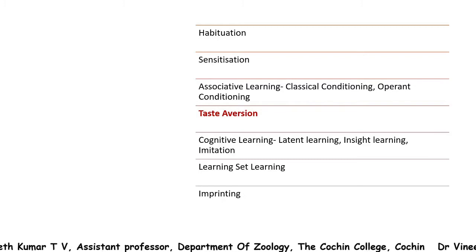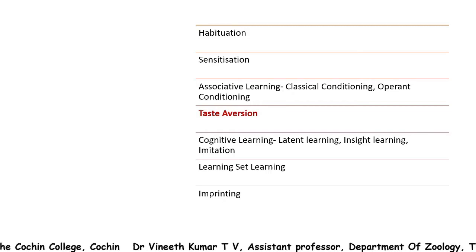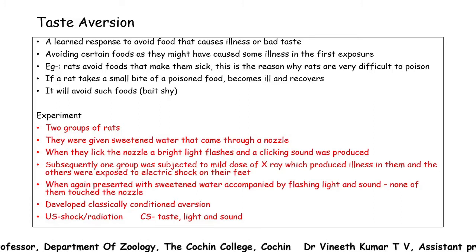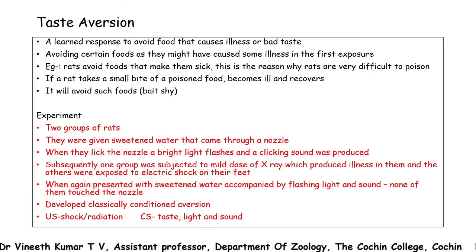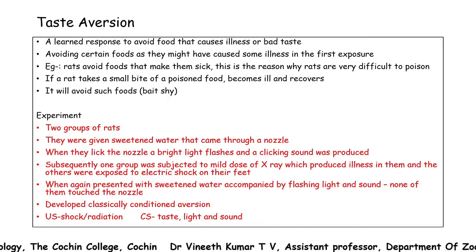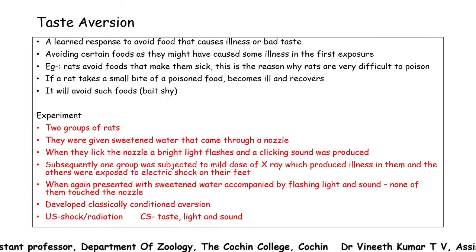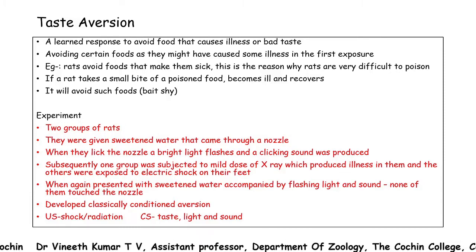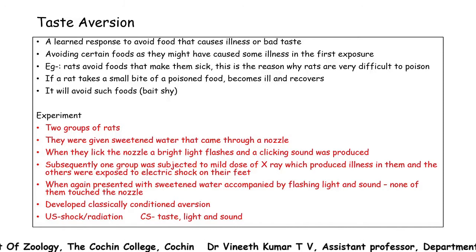So, taste aversion is nothing but the avoidance of a particular type of food which causes illness or the one which is causing a bad taste. So, this type of taste aversion, that is, avoiding certain types of food as they might cause illness in the first exposure. Some illness might have been caused by a certain type of food in the first exposure, and as a result, the animals try to avoid it in subsequent exposures.